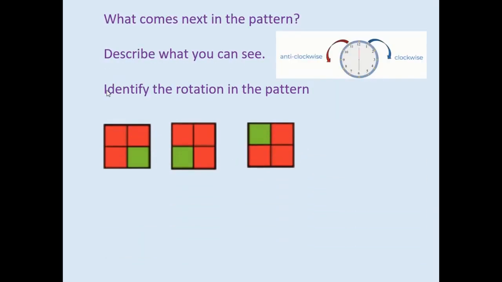Okay, now this is a slightly complicated pattern. So what comes next in the pattern? Describe what you can see and identify the rotation. What we say rotation is turns in the pattern. Now, I put a clock here to remind you, if you've forgotten, what anti-clockwise looks like and clockwise looks like to help you with your turns.